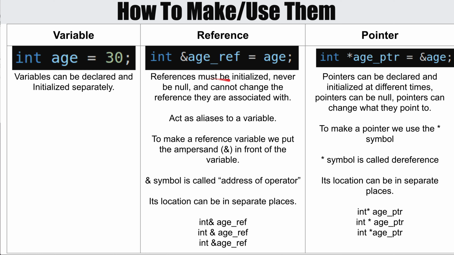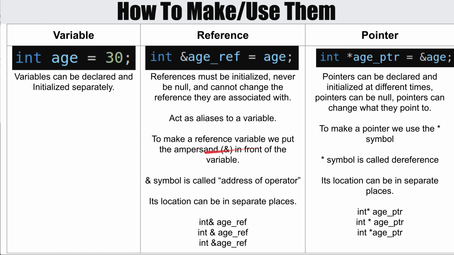Now, when you make a reference, it has to be initialized, which means immediately you have to give it a variable. They can never be null, and they cannot change the reference they're associated with. So once you make a reference variable to something, it cannot change, so there's some rigidness to the reference variable. I like my things to be able to change. Now they act as what's called an alias to a variable, which means that if I created this variable and then created a reference to that same variable age, now I have two ways of referring to the same variable.